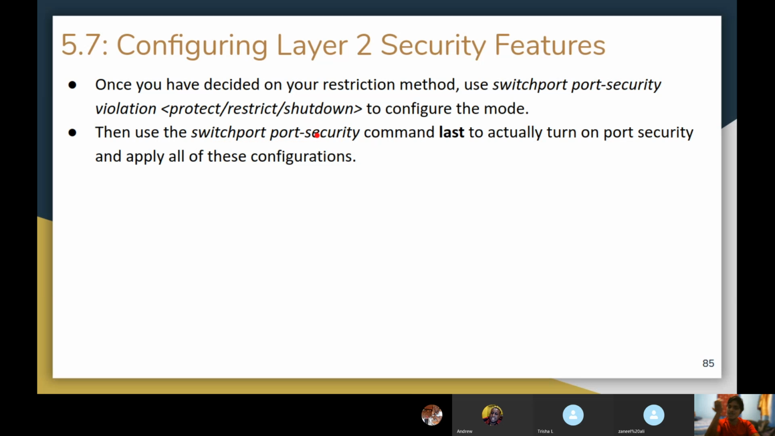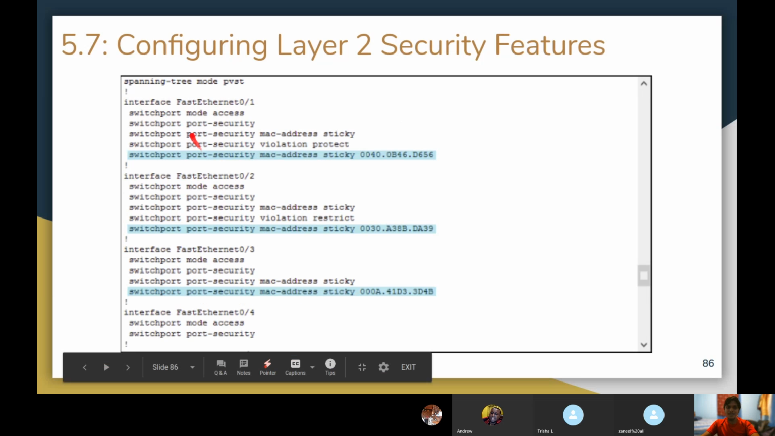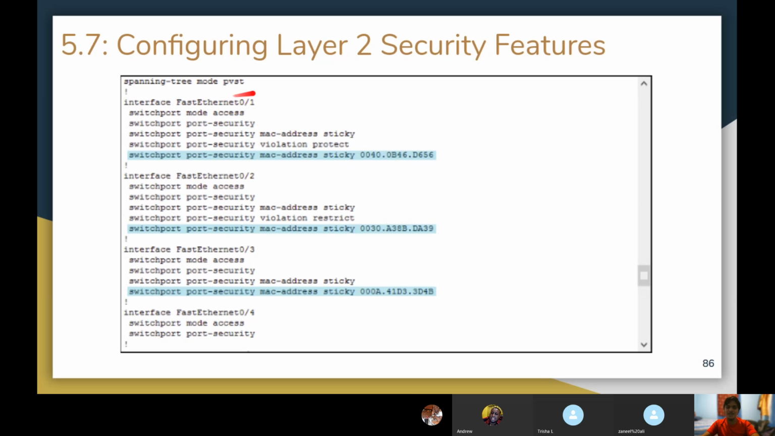Just like the ACL, we could configure all our options, but it won't actually be turned on until we apply it to our interface. This switchport port security lets us turn it on a particular port. So this is what the configuration looks like. We go int FA0/1. Remember, we have to put it as switchport mode access because we can't put port security on a trunk port.